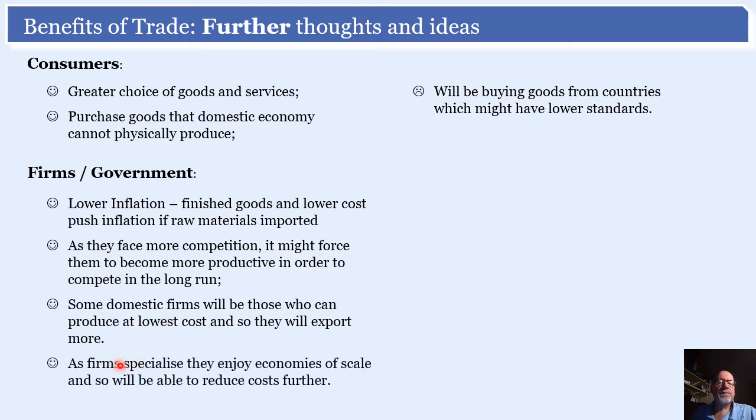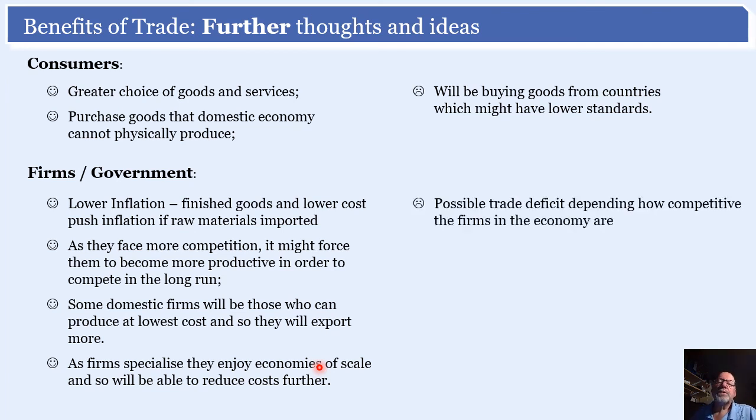And also, as firms specialise, because comparative advantage, remember, means that they specialise, they might enjoy economies of scale and reduce their costs further, because of the idea of scale economies, and that then makes them even more competitive in the longer run. That's called a dynamic efficiency. Okay. But there are some drawbacks.